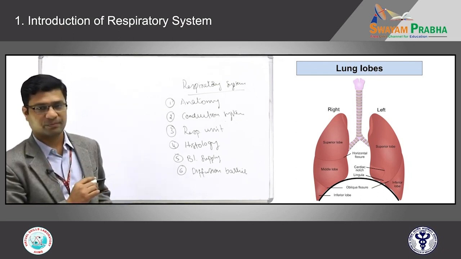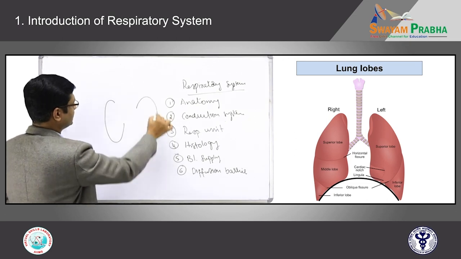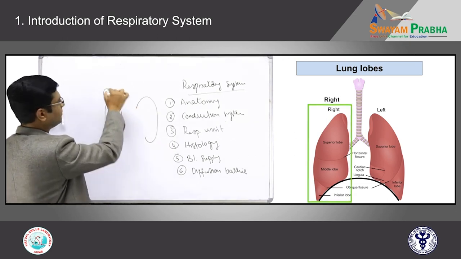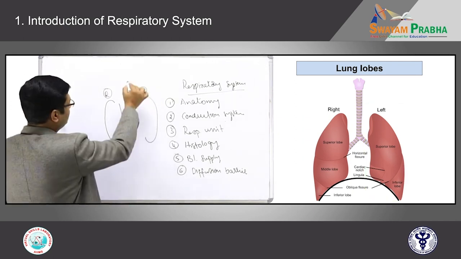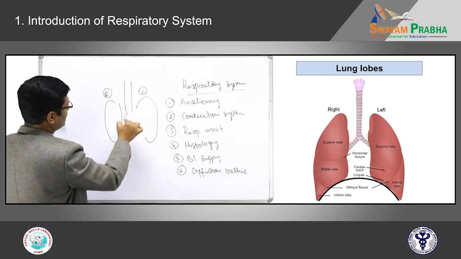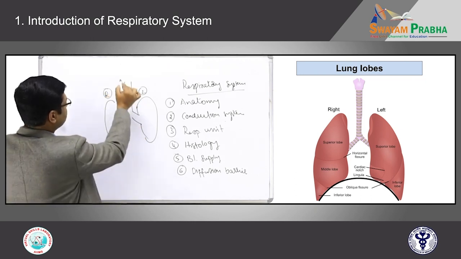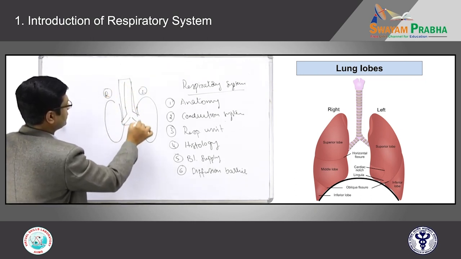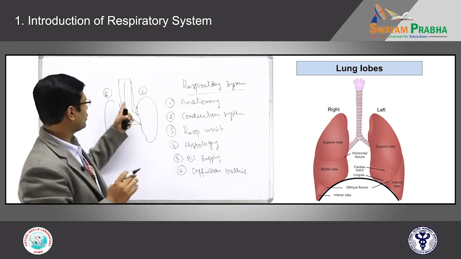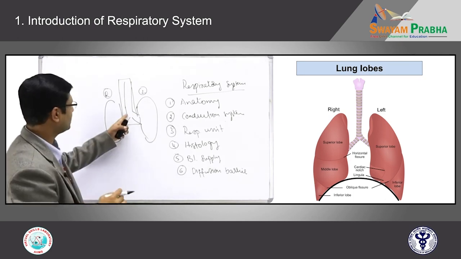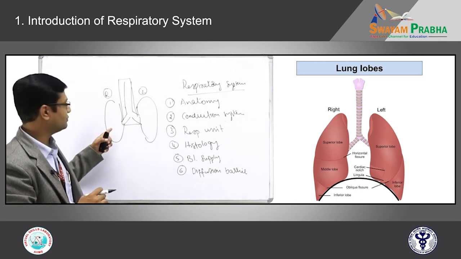If you see that picture, the respiratory system consists of two lungs, right? One right lung and one left lung. Both these lungs are connected by a tracheobronchial tree. So this part we call the conducting system. The main function of the tracheobronchial tree is to conduct the gases and make the gases reach the periphery of the lung parenchyma, where exactly the gaseous diffusion takes place.